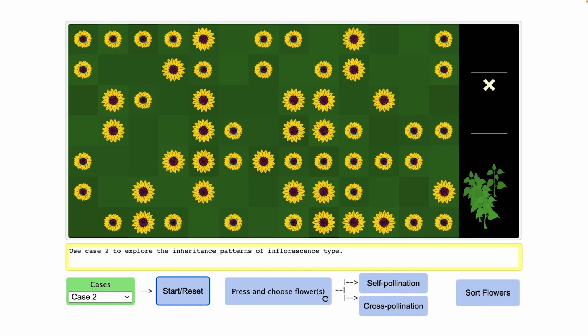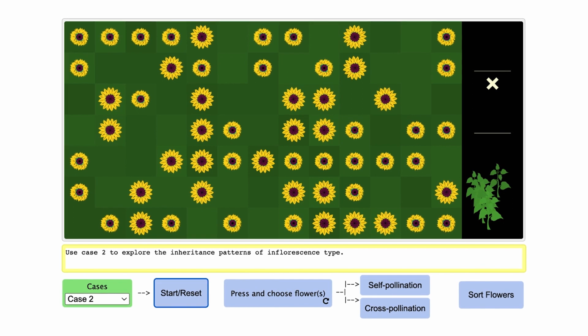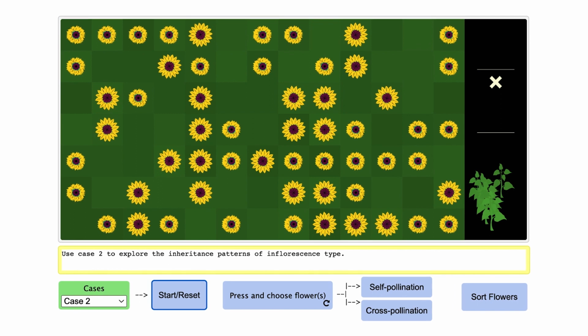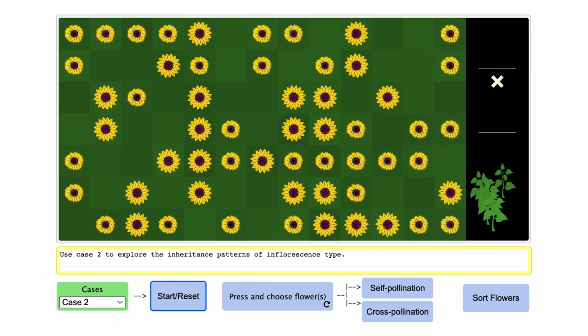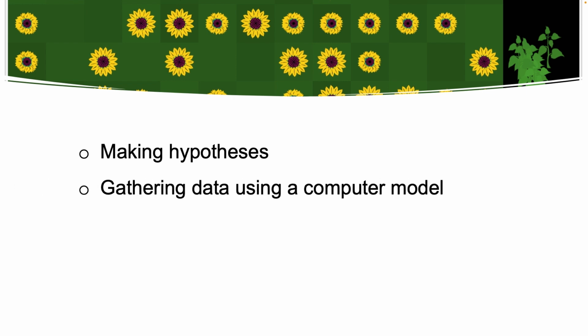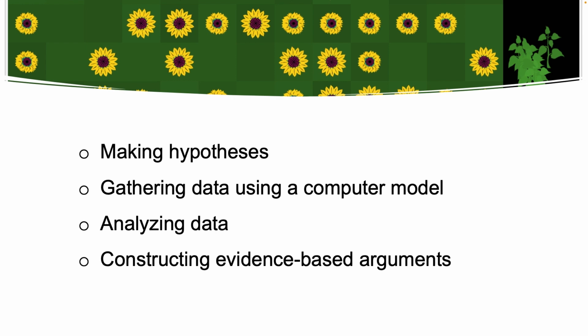In this video, let's conduct a computer-enhanced activity to identify the dominant and recessive traits in sunflowers. The activity includes the following steps: making hypotheses, gathering data, analyzing data, and constructing evidence-based arguments.